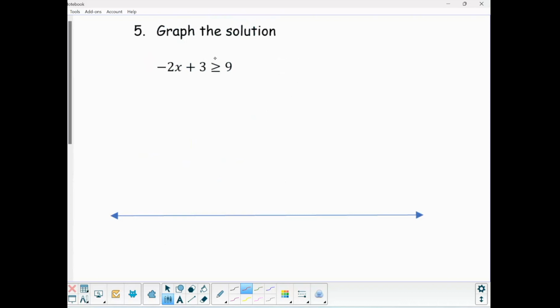Next one, same thing. Essentially, we're just solving for x. Move over your 3 to the other side. You're left with negative 2x greater than or equal to 6. Divide by negative 2, divide by negative 2. Now remember, anytime you divide by a negative, our sign flips. So don't forget to flip your sign. It could cost you the question. 6 divided by negative 2 is negative 3.